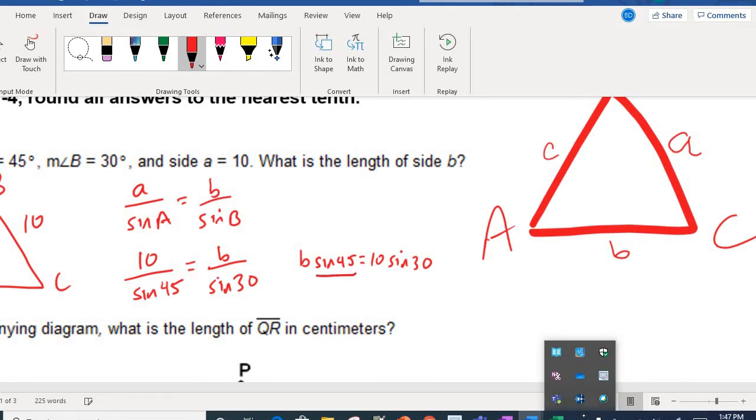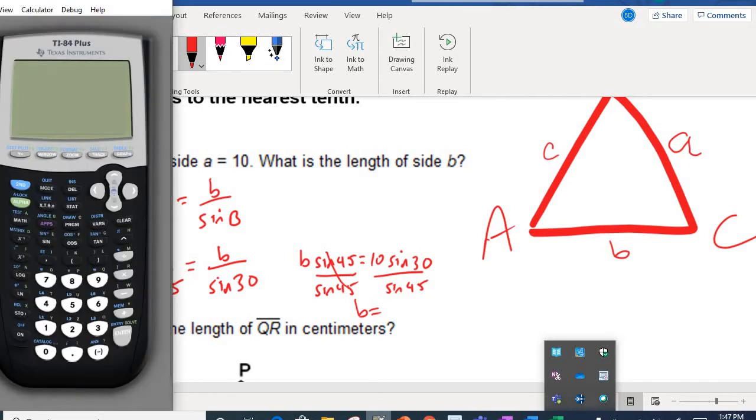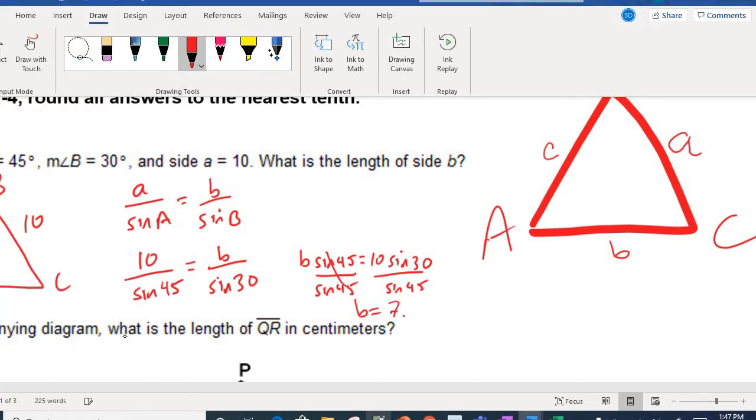To solve for b, I'll divide by the sine of 45. We go to our calculator and type it in just like this. I'm going to type in 10 sine 30. Again, make sure you're in degrees. 10 sine 30, now close parentheses, divided by the sine of 45. And this should be your length of side b. If you read the directions at the top, they all say nearest tenth. So I'll say b is equal to about 7.1.